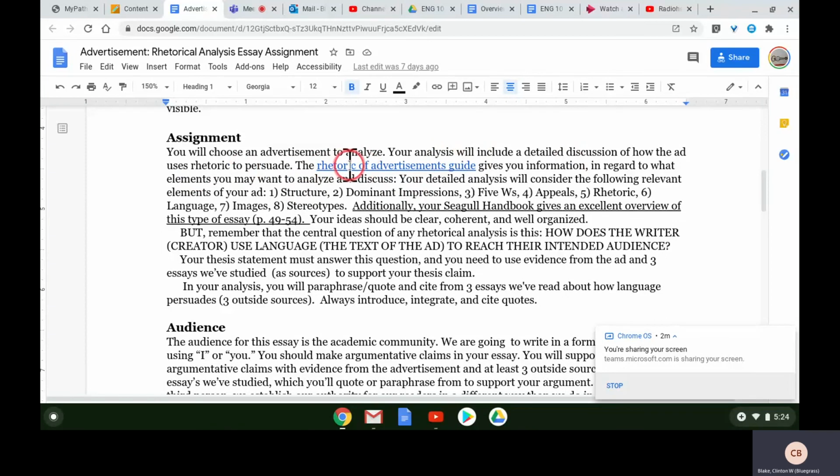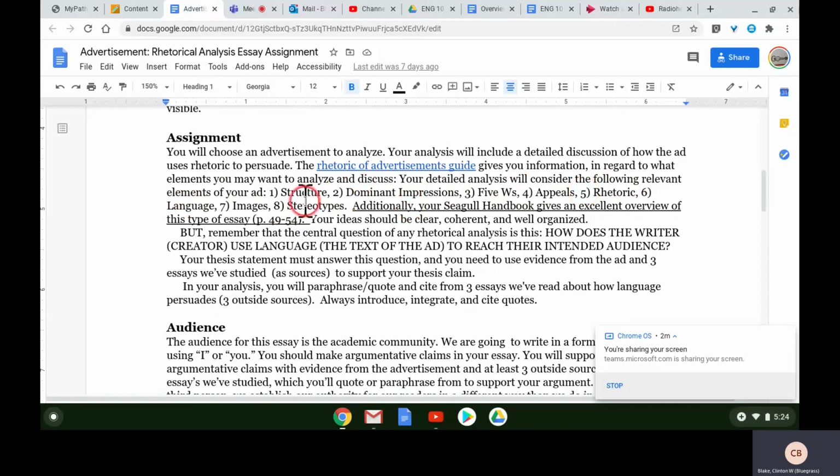We're going to go here on this guide. This will help you a lot too. And you'll recognize this. We've had assignments working with this earlier. So this is going to give you the elements to discuss. And matter of fact, we'll jump right into it. But the main things here, we're going to see structure. You're going to analyze the structure, the dominant impressions of the ad, the 5 W's, the appeals, the rhetoric, and you can also reference your rhetorical triangle assignment that we did during week 1. That may be helpful as well.